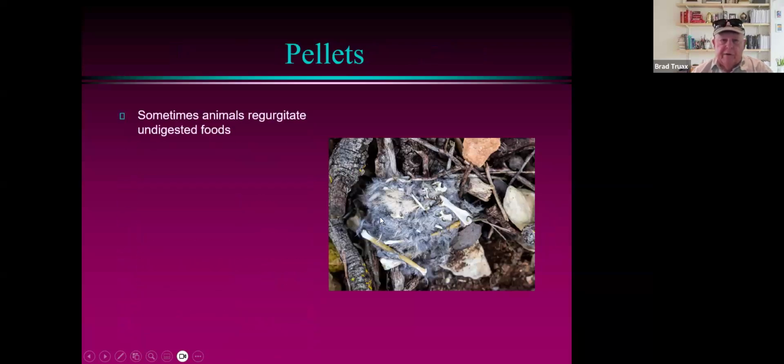Pellets are another interesting thing. Sometimes animals regurgitate undigested food. This pellet's from an owl, and you can see what the owl ate. It was obviously a small animal. You see some bones, some fur.